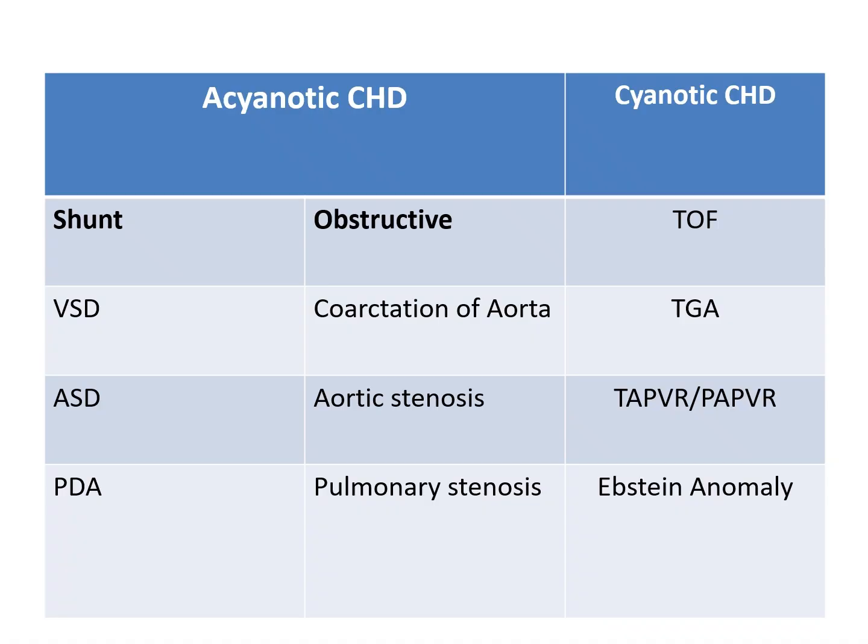This is the summary of the previous class. The acyanotic congenital heart disease is further divided into the shunt, that is the left to right shunt, and the obstructive. The shunt includes ventricular septal defect, atrial septal defect, and patent ductus arteriosus, whereas the obstructive includes coarctation of aorta, aortic stenosis, and pulmonary stenosis. And the cyanotic congenital heart disease includes tetralogy of Fallot, transposition of great arteries, anomalous pulmonary venous connection or return, and Epstein anomaly.